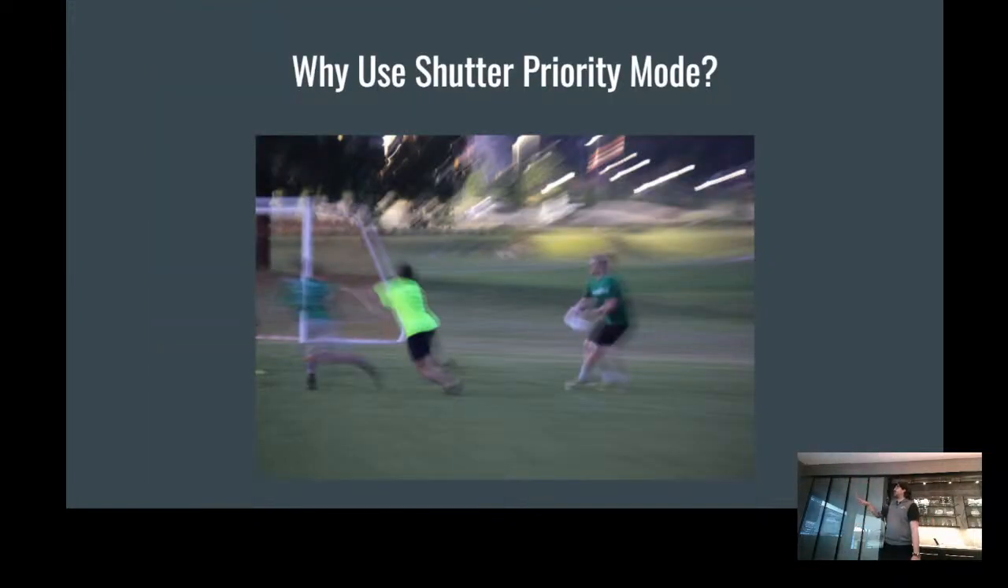Why use shutter priority mode? I like this picture a lot. This was somebody, a mom or a dad, who sent me this. Their kid plays ultimate frisbee. Shutter priority would be perfect for something like this.